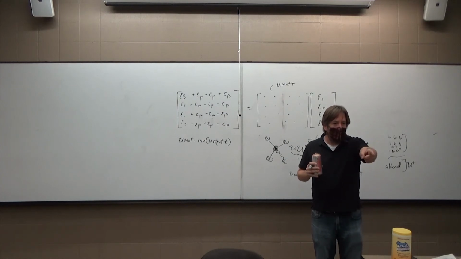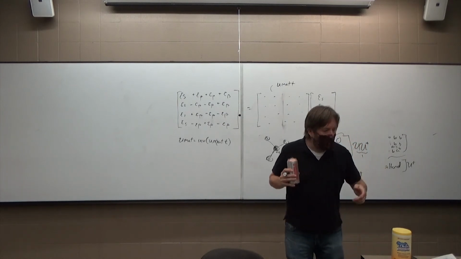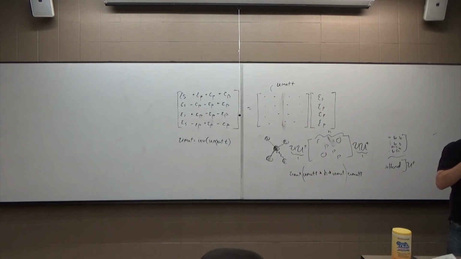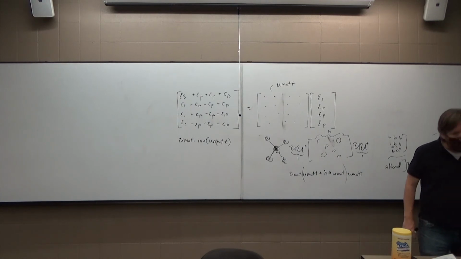Huh? 4B. What's 4B? 4B is the... So that's the substitution, right? So the U... The substitution of this... You did that? Yeah, and the bra becomes the row matrix. Oh, the column matrix. So yeah, and honestly, that one isn't in my head right now.